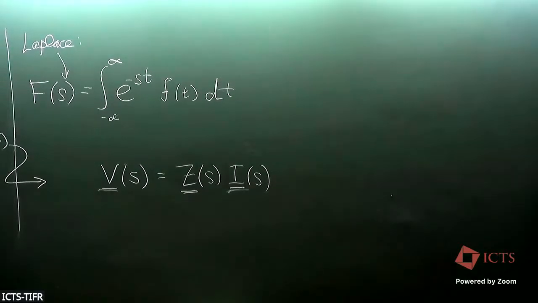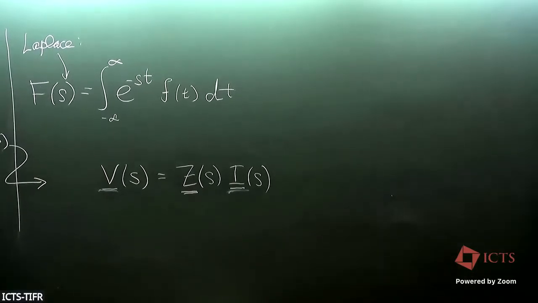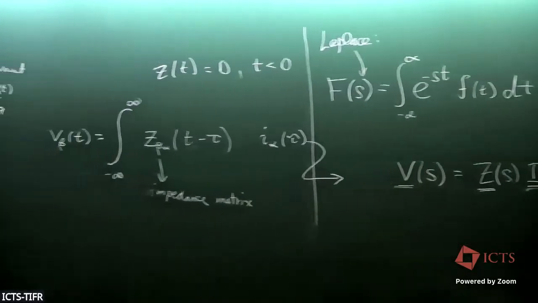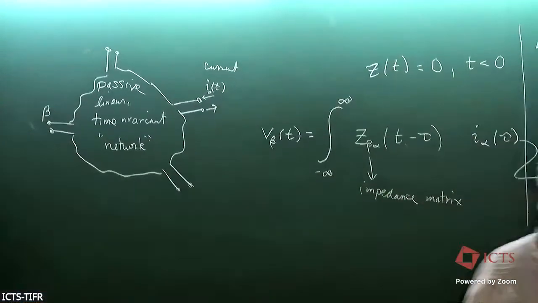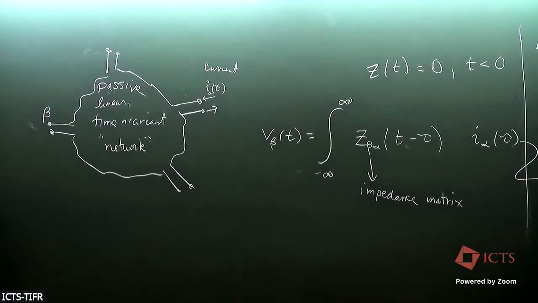Okay, now it turns out that these conditions, linear, time invariant, but also the condition passive, and that means that there's nothing inside this network that will be delivering energy. There are no voltage sources or current sources in this picture. That can be said somewhat more formally. That turns out to tremendously constrain the form that's allowed for Z of s.